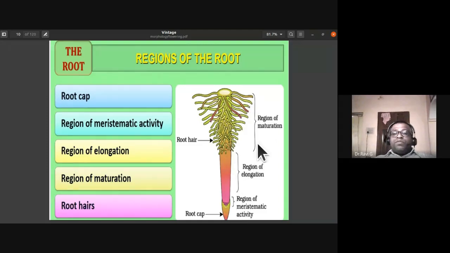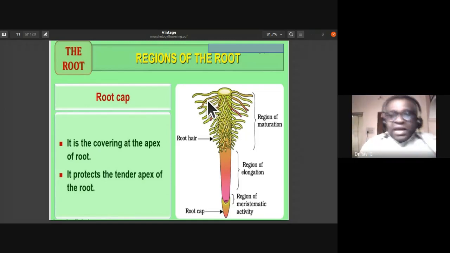So in the region of maturation, you can differentiate the cells like epidermis, cortex, endodermis, pericycle, xylem, phloem. So those differentiation you can notice. And also in this region of maturation, you can notice the root hairs. Root hairs absorb the water and moisture. So these are the different regions of the roots. They have a root cap, the region of meristematic activity, region of elongation, region of maturation or differentiation, and root hairs. So these are the different regions or parts of the root.